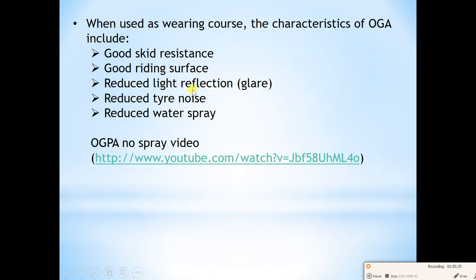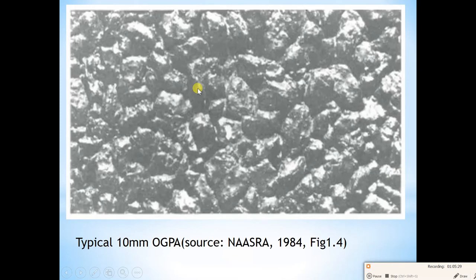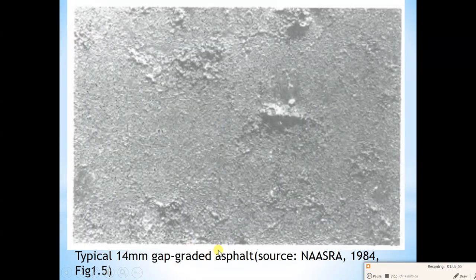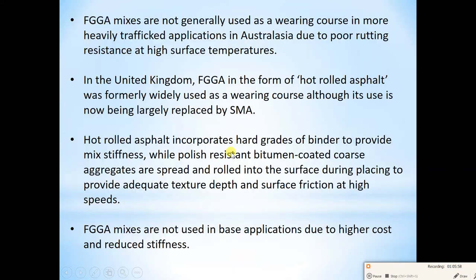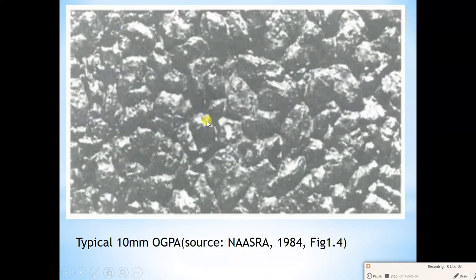This one, the open graded, porous asphalt, has quite a good texture, so it doesn't reflect light as much as the others. If you have a very smooth, shiny surface, like the gap graded, it has more reflection than this open graded asphalt. So it's not so glaring, especially when the sun is shining very brightly. There's not much reflection.